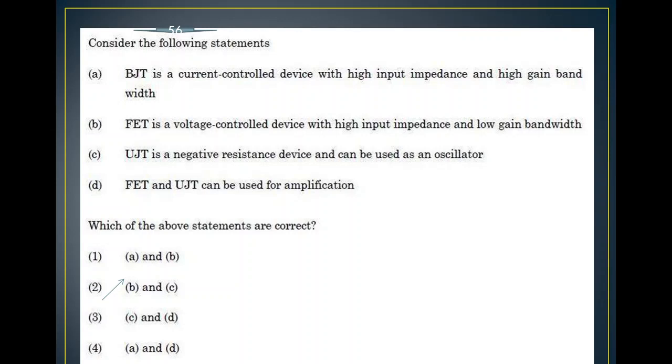And your correct answer is option second, B and C. That means FET is a voltage control device with a high input impedance and low gain bandwidth, and unijunction transistor is a negative resistance device and can be used as an oscillator. These are correct. Next question.